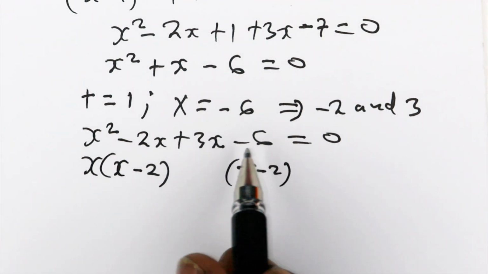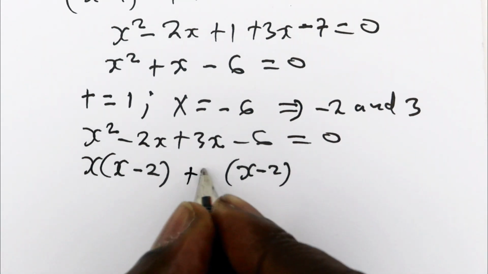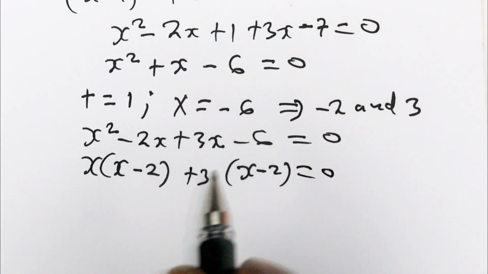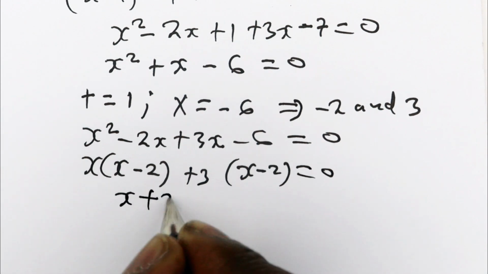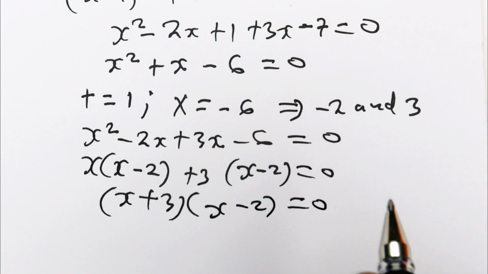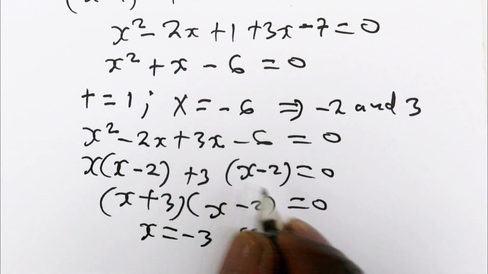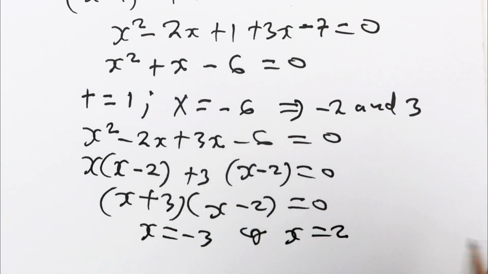And for you to have obtained negative 6, it means to multiply negative 2 by positive 3. So plus 3 is equal to 0. Then you take x plus 3, and the other one, that is x minus 2, is equal to 0. So if x plus 3 is equal to 0, then x is equal to negative 3. Or if we take this to be 0, then x is equal to 2.